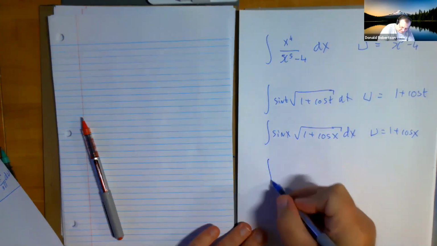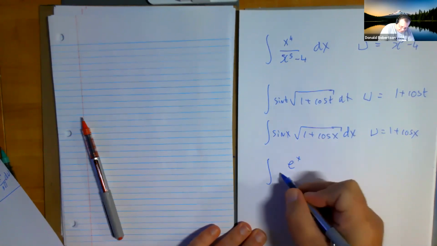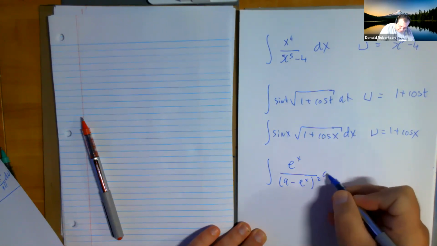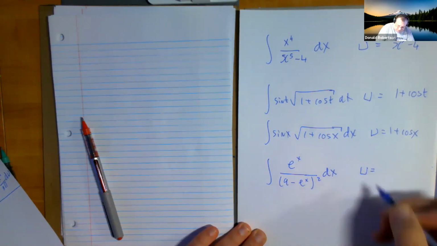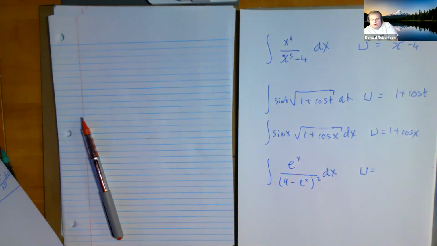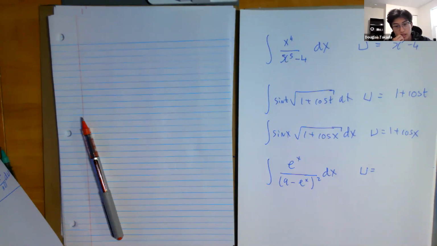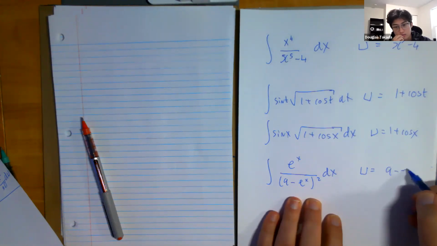How about this fella? Whoa, this one is sneaky. I didn't realize it until after I'd written it. This one is sneaky. I need a U sub. Denominator. The whole thing? 9 minus e to the x. Only.